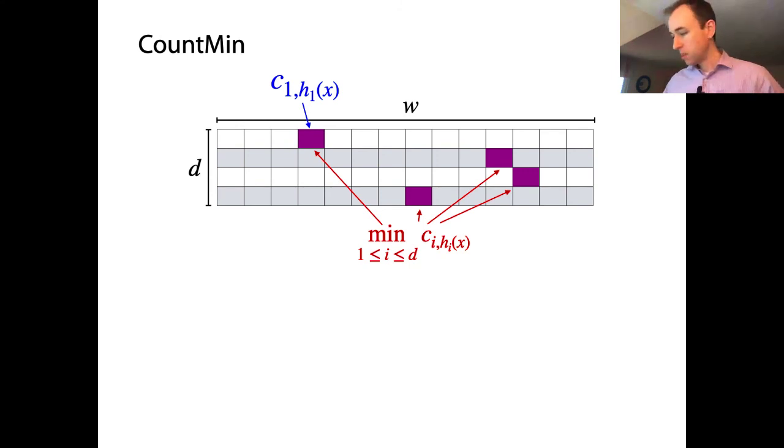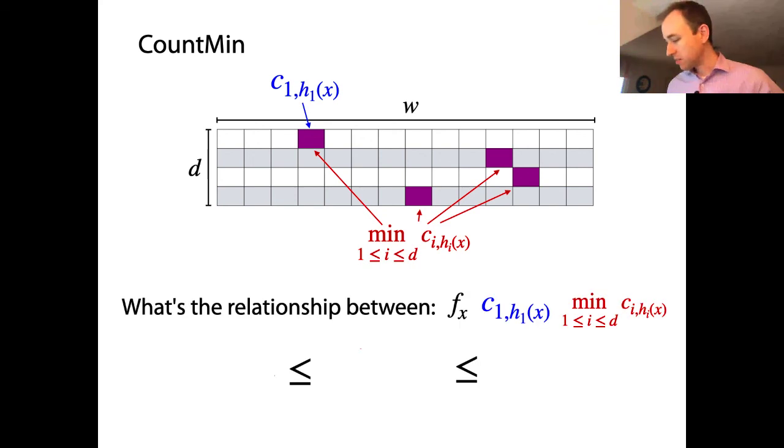All right? So up here we had c sub 1 of h sub 1 of x, but here we're saying our answer to the point query is going to be the minimum over all the rows of c sub that row, comma, hash function for that row of x. Okay? So this is just what one of the rows tells us. This is the minimum of what all the rows tell us.